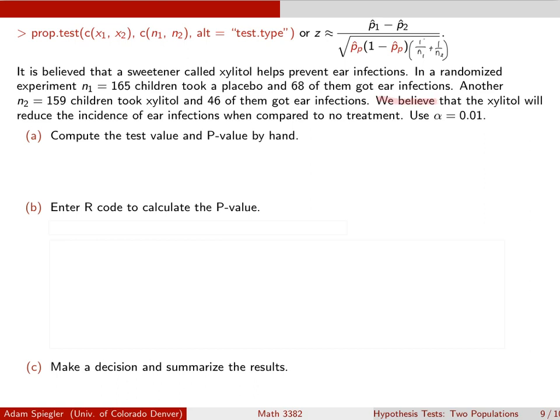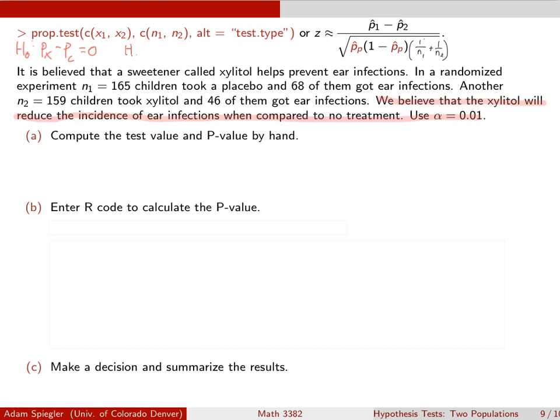These researchers, and we'll include ourselves with them, believe that xylitol is going to reduce the incidence of ear infections compared to no treatment. Setting up the hypotheses to reflect those claims, I'll do it up top here. The null hypothesis would be that the proportion of children that take xylitol and get ear infections, minus the proportion from the control group that don't take anything, is no difference. So this sweetener doesn't change how likely a child is to get an ear infection.